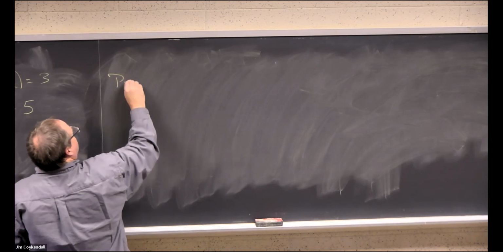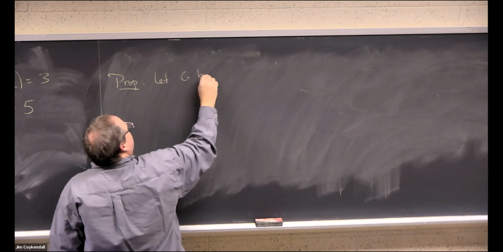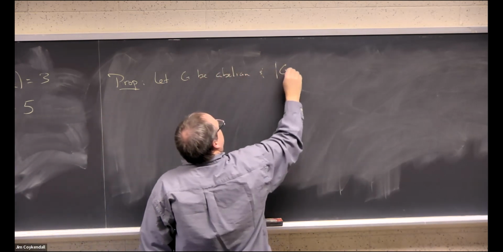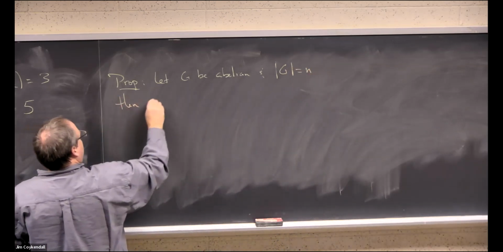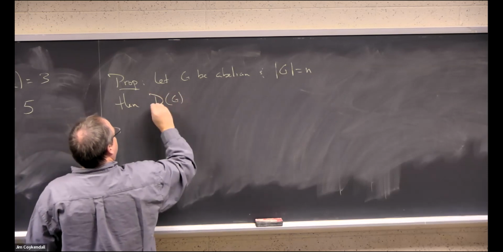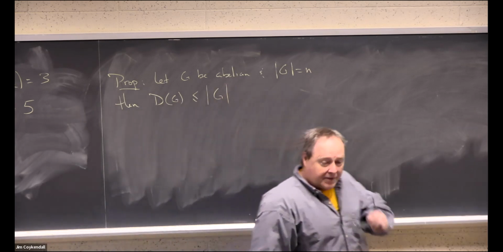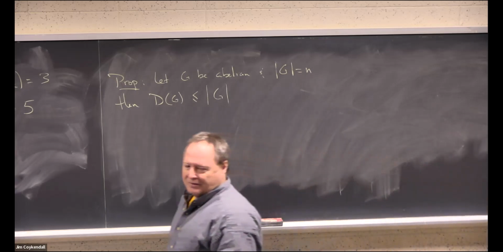Proposition. Let G be abelian of order n, then the Davenport constant of G is less than or equal to n. That's an important theorem because if I have an abelian group of order 100 or 200, the Davenport constant could be kind of strange, but it's no more than the order of your group. And the proof of this is really kind of nifty.